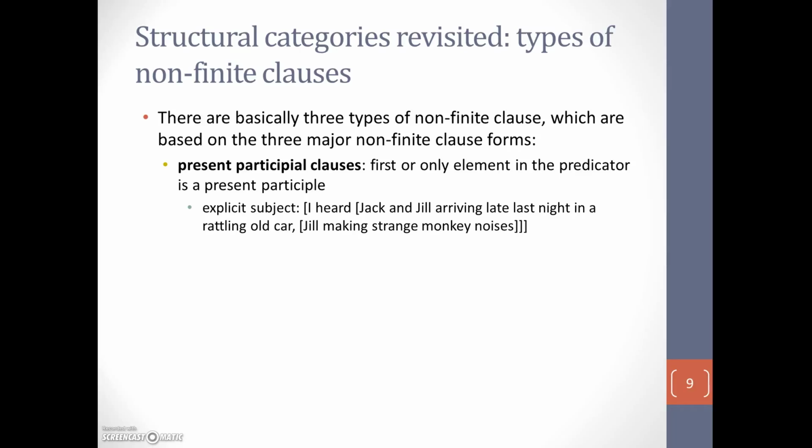So here we just have it with an explicit subject, and we see the clause here, arriving. Jack and Jill arriving late last night. All right, and then Jill making strange monkey noises. So here we can see we have Jack and Jill, so that's an explicit subject, and we can see it's this present participial clause because it's non-finite, and it's present participial because we have the verb ending in ing.